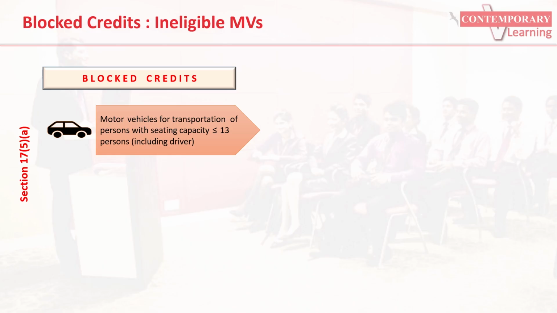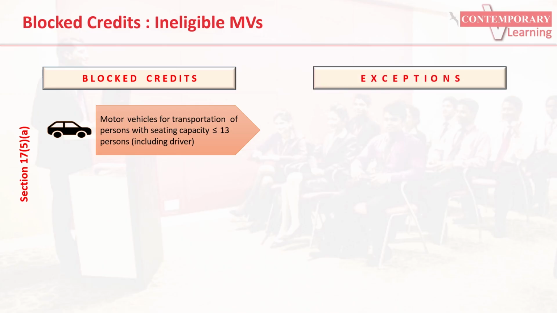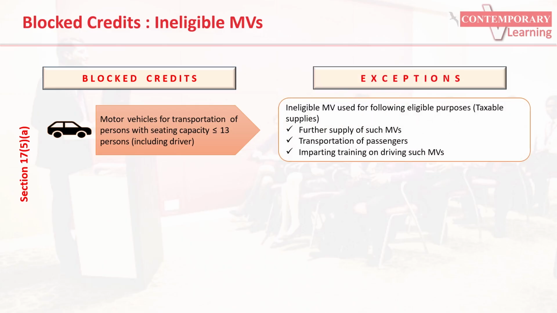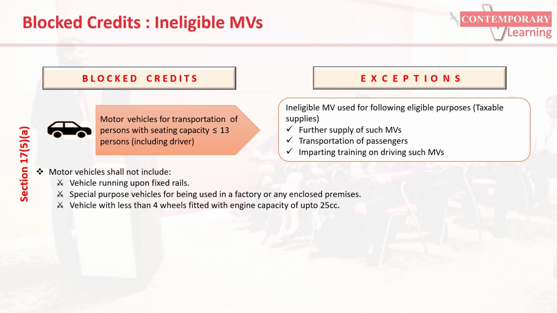But wait, there are exceptions. You can claim ITC if these vehicles are used for specific eligible purposes. If you are in the business of selling such vehicles, if you are using them for passenger transportation as a business, or if you are running a driving school. Now, let me clarify what's not considered a motor vehicle under this restriction. Vehicles running on fixed rails like trains, special purpose vehicles used within factory premises, and vehicles with less than 4 wheels with engine capacity up to 25 cc are excluded from this restriction.